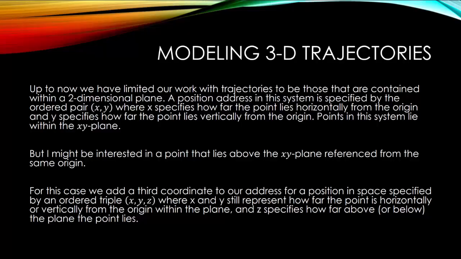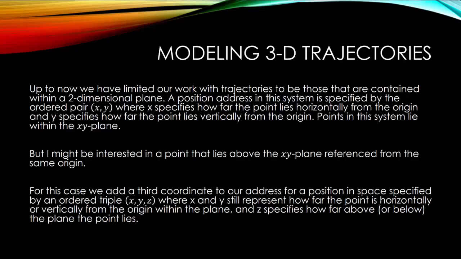In our previous work with trajectories, we used only positions that could be modeled by x and y coordinates. The position of a point in this system is specified by an ordered pair xy, where x specifies how far the point lies horizontally from the origin, and y specifies how far the point lies vertically from the origin. But all points in this system exist in a single xy plane.